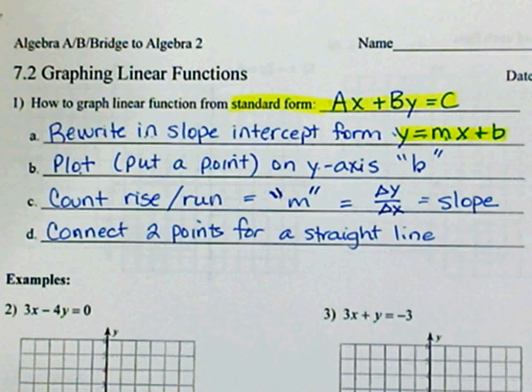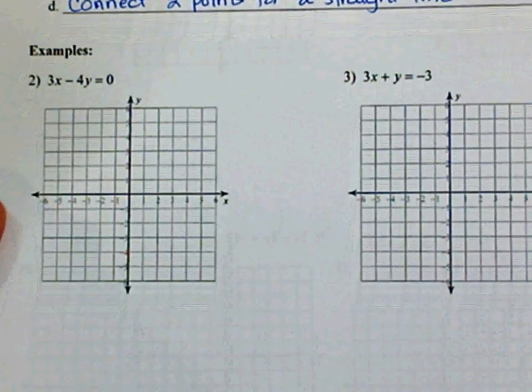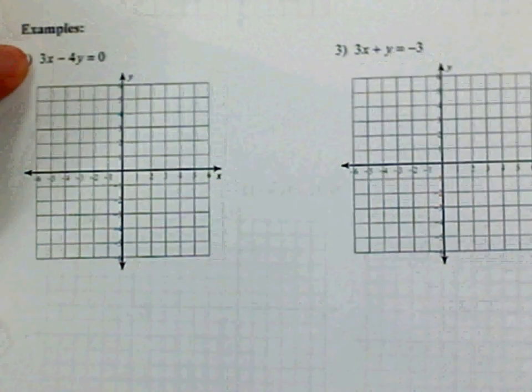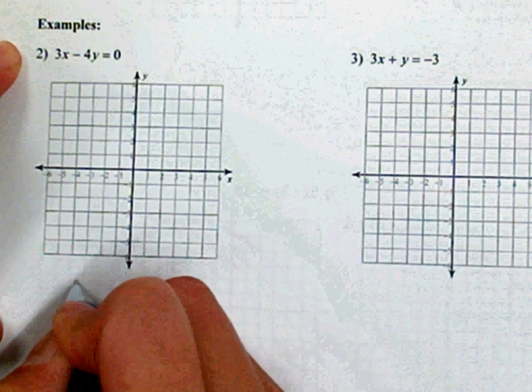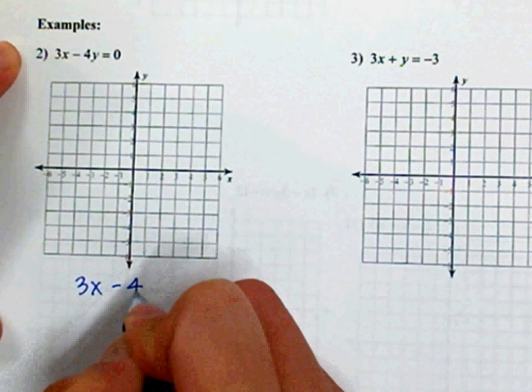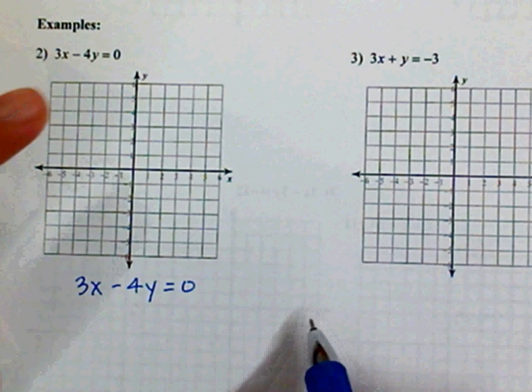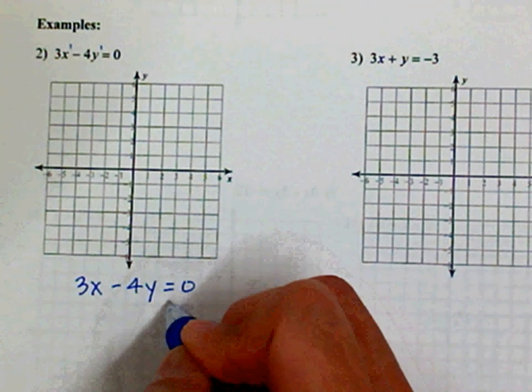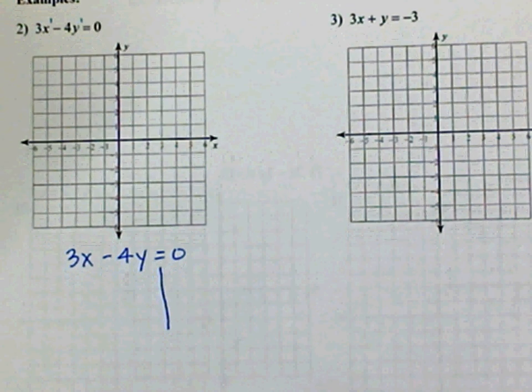Alright, so let's take a look at number 2. Okay, I have 2 examples right here. We're going to look at number 2. So on number 2, we have this equation: 3x minus 4y equals 0. And I know they're linear because each of these is to the 1 power. Okay? So step number 1, you're going to rewrite in slope-intercept form.